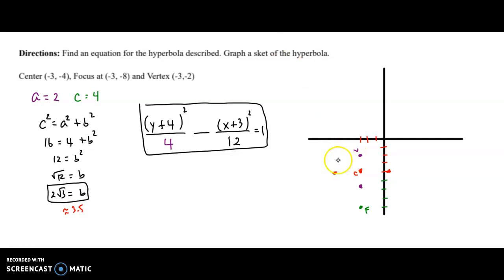So we're going to draw that rectangle, connecting there. And then the asymptotes are going to come from the diagonals. So there we go. I know it's a little messy. Apologize for that.